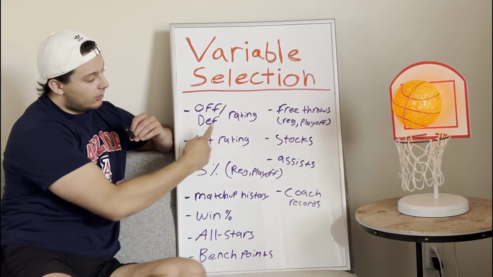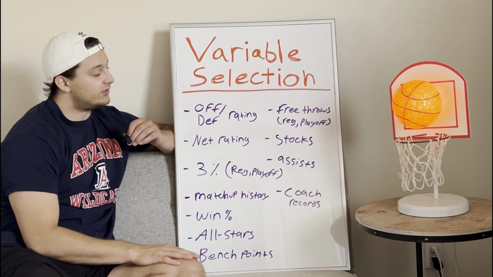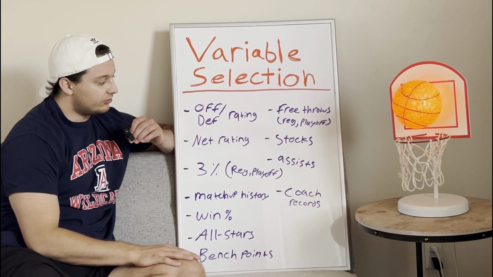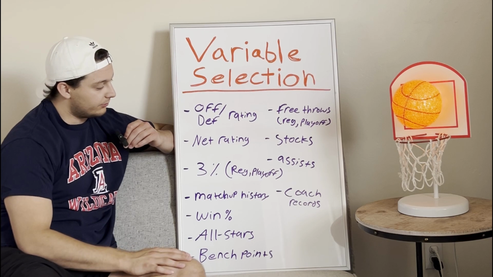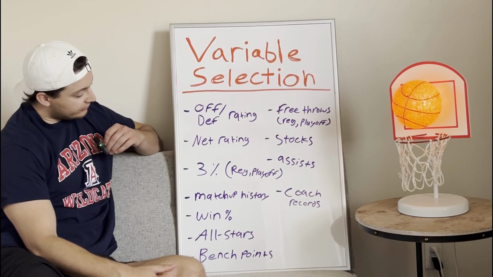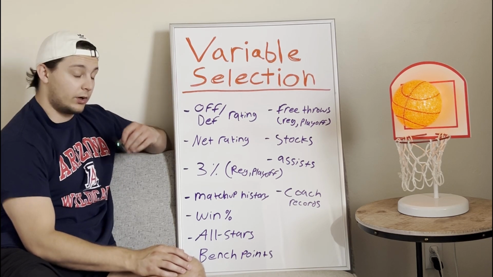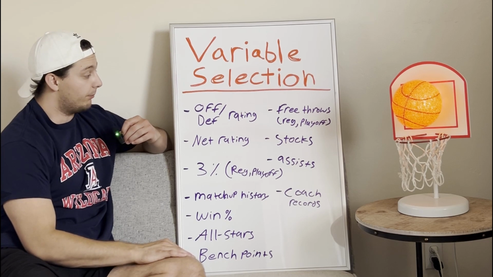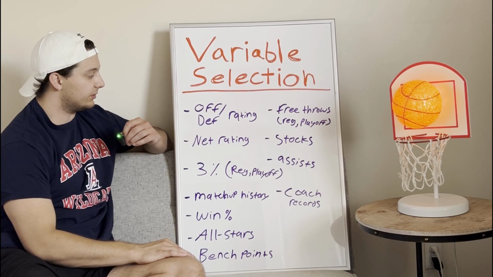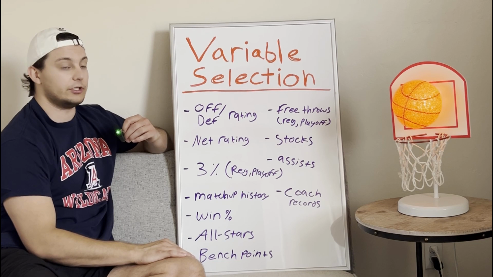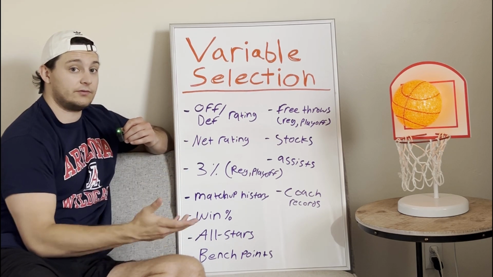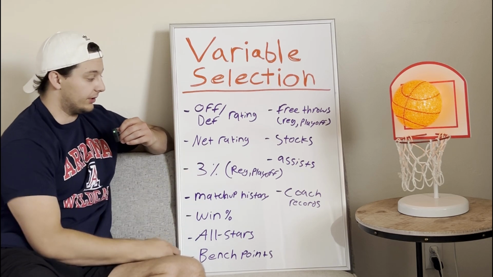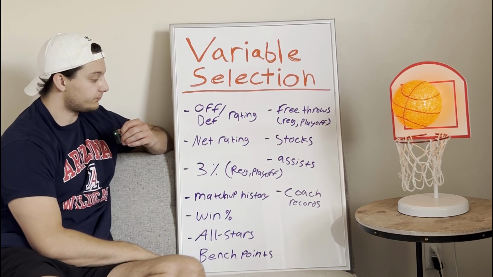So here are some of, not all of, but some of the variables that I chose to test to see whether or not they would help with prediction. And as you can see, there are quite a few. So I definitely tried a bunch of different things. The two big ones that ended up being really useful were offensive and defensive ratings from the regular season and from the playoffs, and then the net ratings from the regular season and from the playoffs.